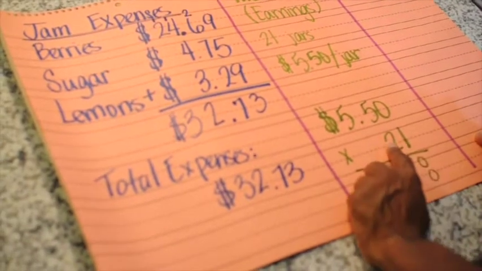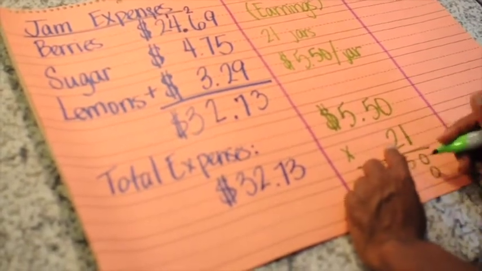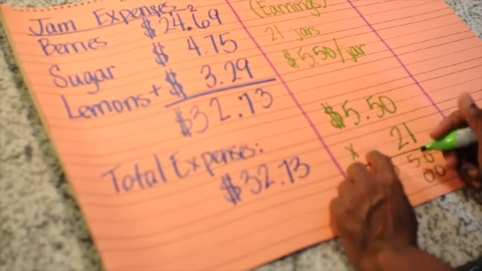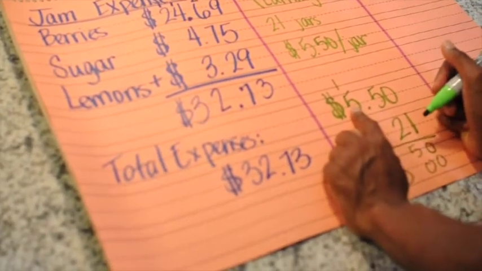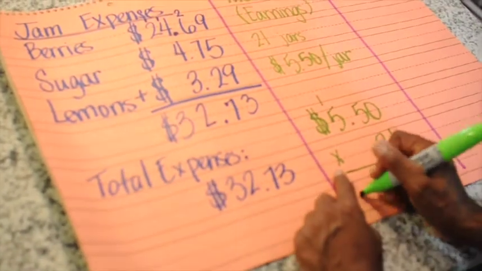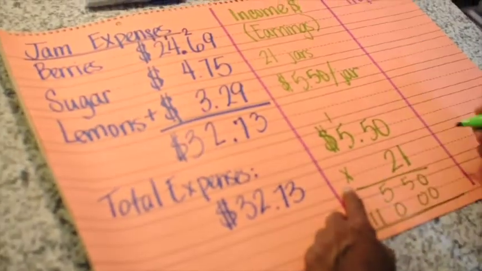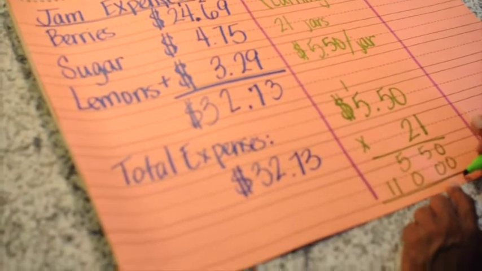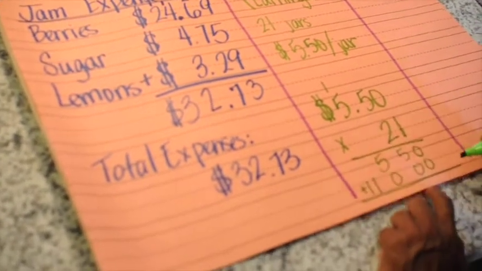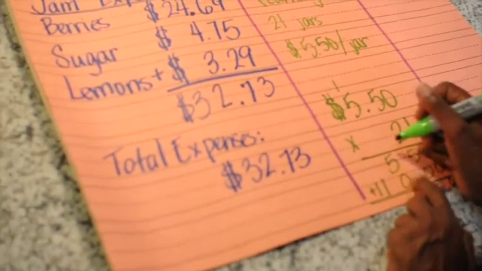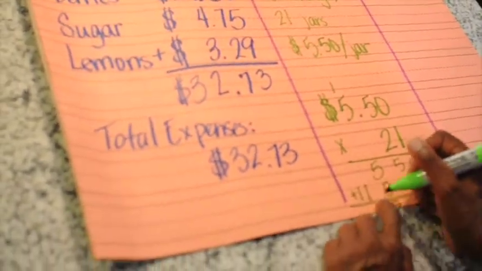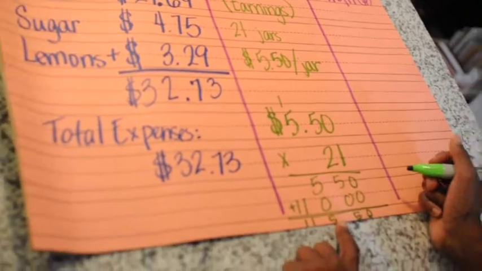Placeholder 0. Now I'm multiplying by 2. 2 times 0 is 0. 2 times 5 is 10. Carry my 1. 2 times 5 is 10 plus 1 is 11. I'm going to add up my values. 0 plus 0 is 0. 5 plus 0 is 5. 5 plus 0 is 5. 1 plus nothing is 1.